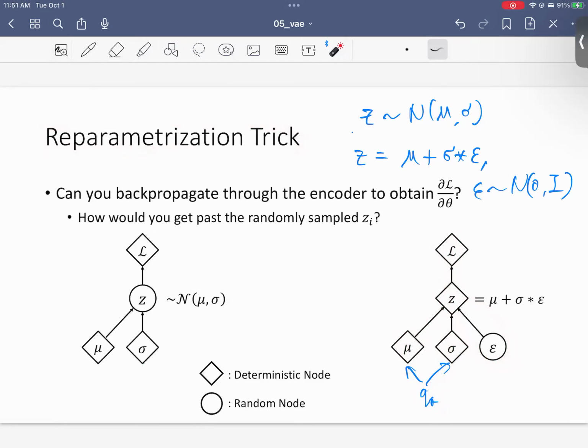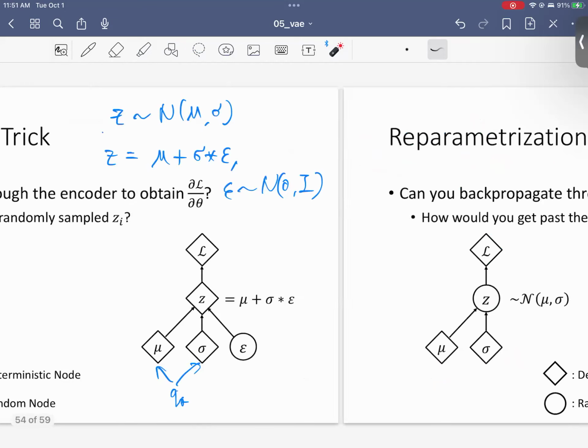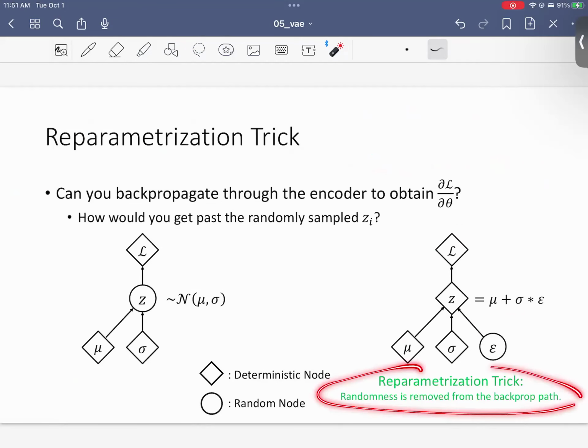And it's really widely used in a lot of different deep learning studies and techniques, especially when you're dealing with Bayesian neural networks and all that. Because when you're doing sampling, there's always this backpropagation problem. And as long as you're using a Gaussian distribution to sample, you can set aside the randomness into one part, and then you can suddenly backprop through the whole chain. So that's the beauty of the reparametrization trick. With the reparametrization trick, randomness is removed from the backprop path.